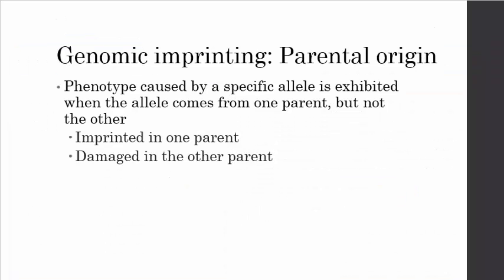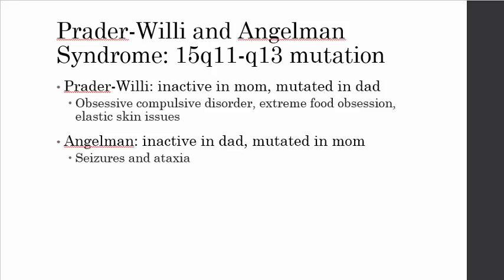Some really interesting disorders seem to come from genomic imprinting. So where you get the bad mutation is going to make a difference of what symptoms you show. A phenotype is caused by a specific allele, but the phenotype changes depending on the parent that it comes from. So it's imprinted in one parent, and what that means is that that gene is silent for whatever reason. It's not mutated, it's just silent. It might be methylated, for instance. And then in the other parent, it's damaged. That matters in something like Prader-Willi syndrome.